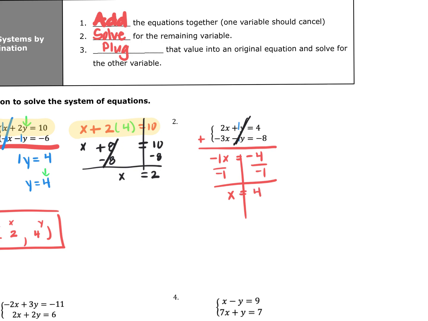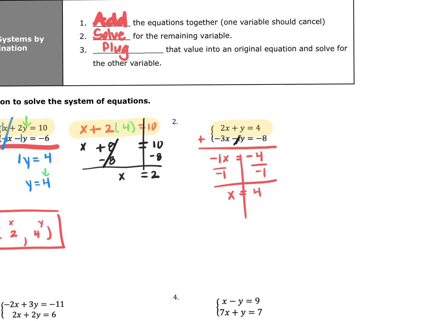Okay, now that I have that, I'm going to go ahead and plug it into one of my equations. You'll get the same answer, so it doesn't matter which equation you plug into. I honestly don't like to work with negative numbers. So if there's an option to choose a positive equation, I'm going to choose that one. So I'm just going to erase this top right here just so I can see that better. And now I'm going to plug that 4 into this equation right here.